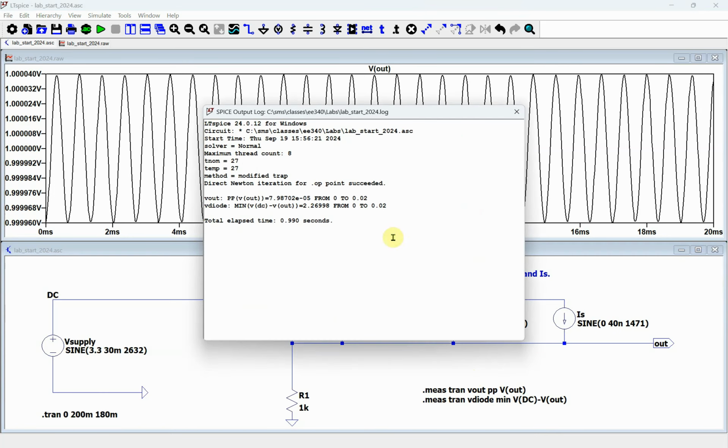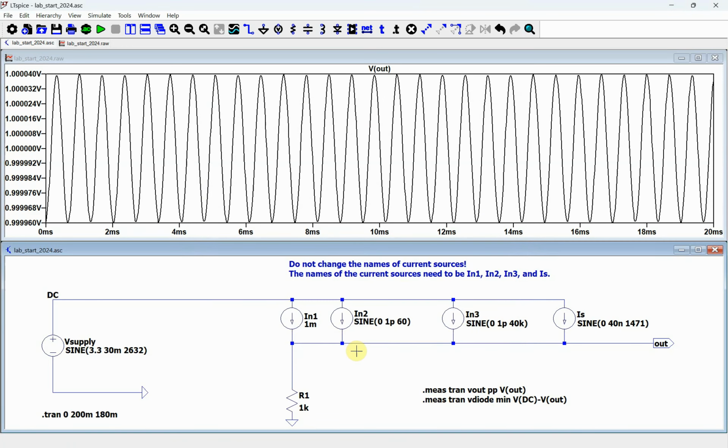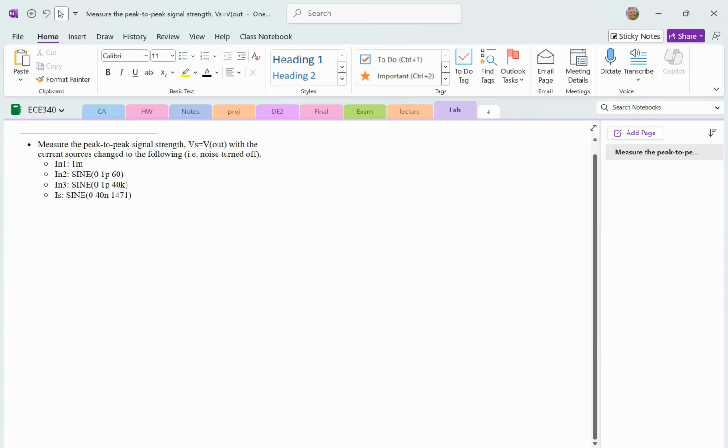Then if we look right here, we're just looking at the peak to peak of the V out, and you see that that's basically 8 times 10 to the minus 5, or 80 microvolts peak to peak, which is our Vs. So we're going to write that down as Vs equals 80e-6.